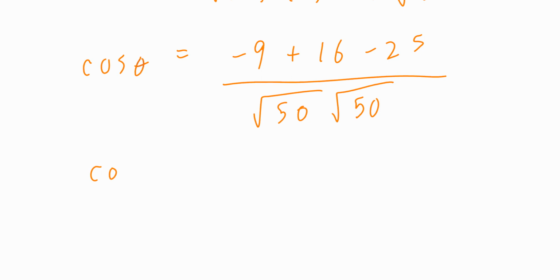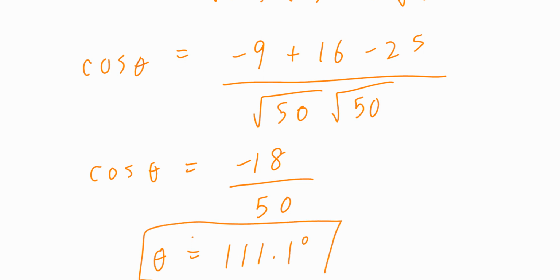Now, cosine theta equals, if you take negative 9 plus 16 minus 25, it's going to be negative 18. If you look at the denominator, the square root of 50 times itself is going to be 50. Make sure your calculator is in degree mode. Take the inverse cosine of negative 18 divided by 50, and this is going to be approximately 111.1 degrees. I hope this makes sense.